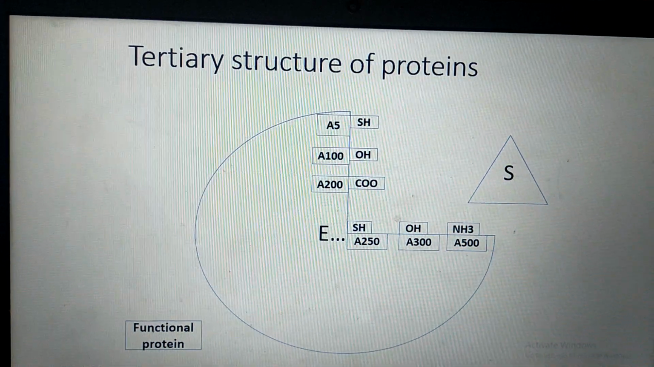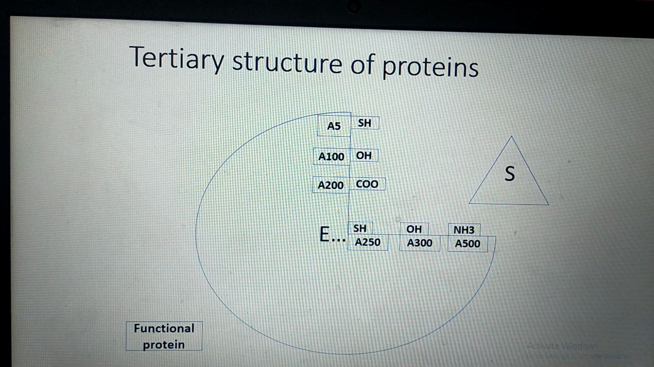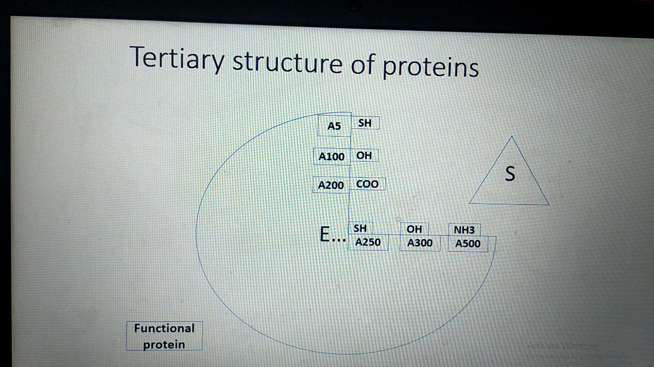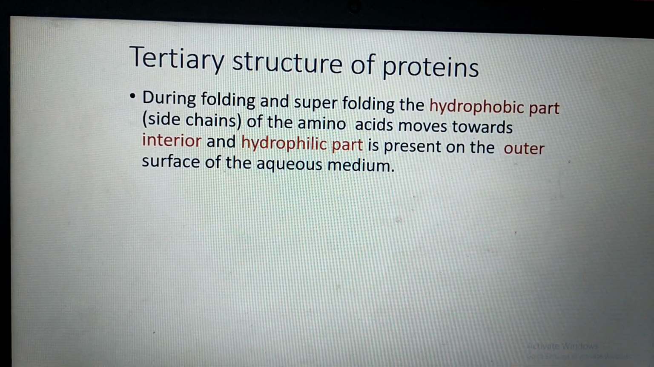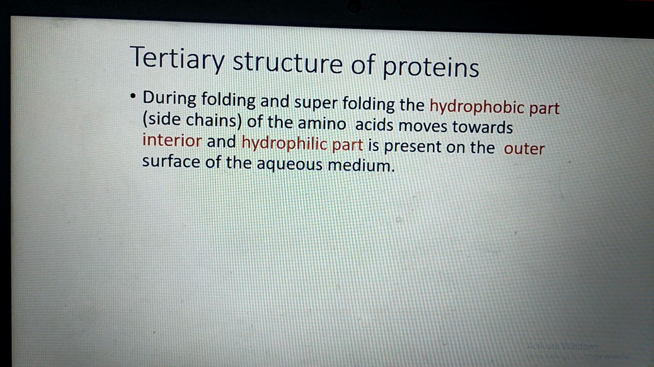Why? Because during the tertiary structure formation, all the functional groups of proteins come close to each other due to folding. During the formation of tertiary structure, the folding and superfolding occur in such a manner that the hydrophobic part of the side chain of amino acid moves inside, in the interior, whereas the hydrophilic part is present on the outer surface to face the aqueous medium outside.